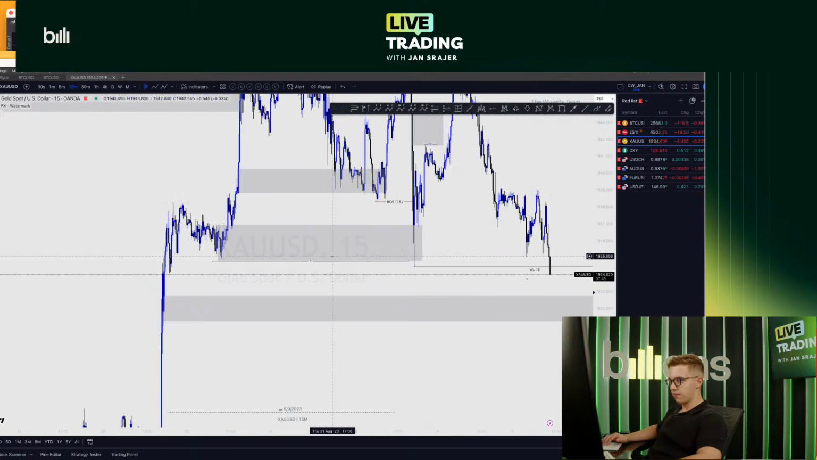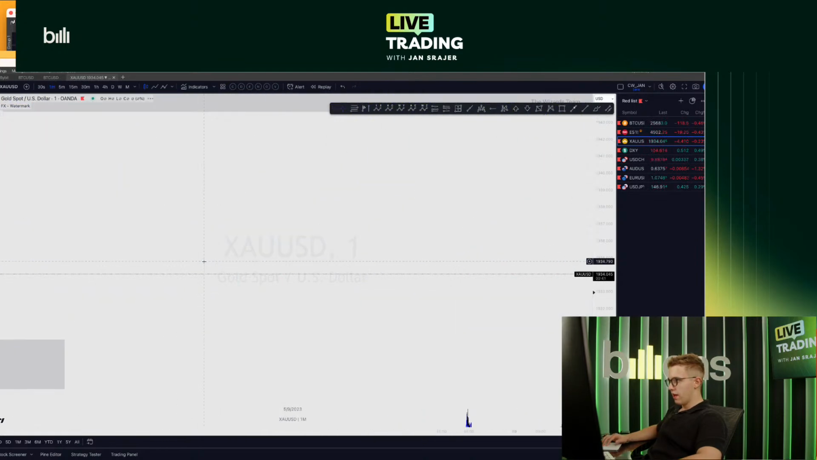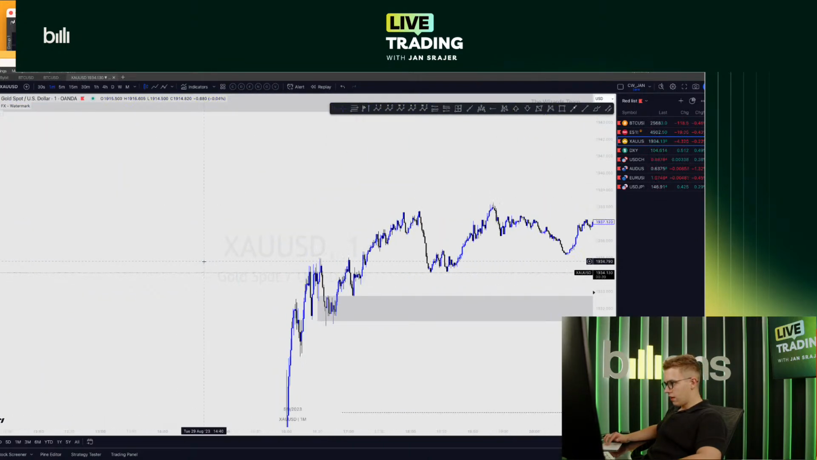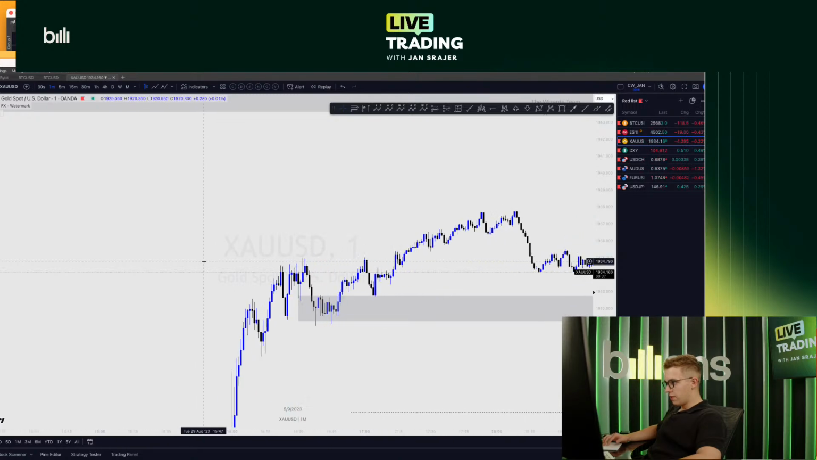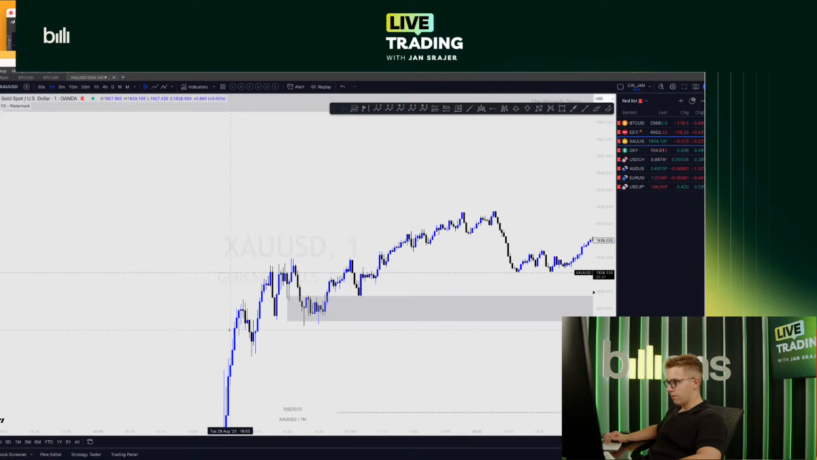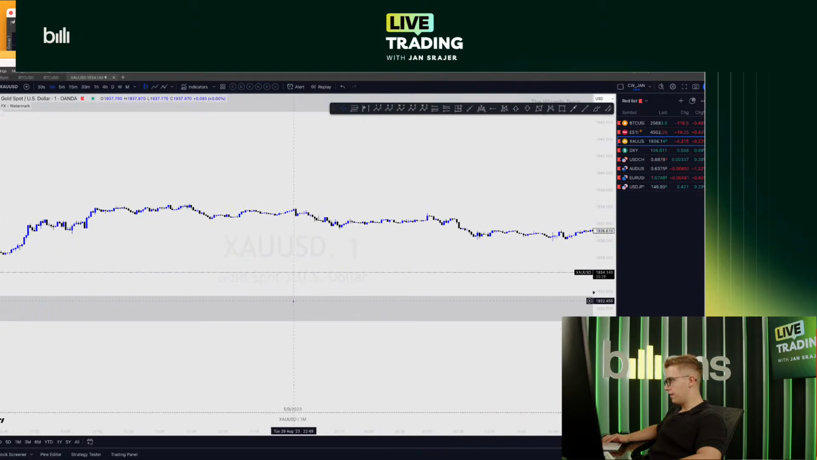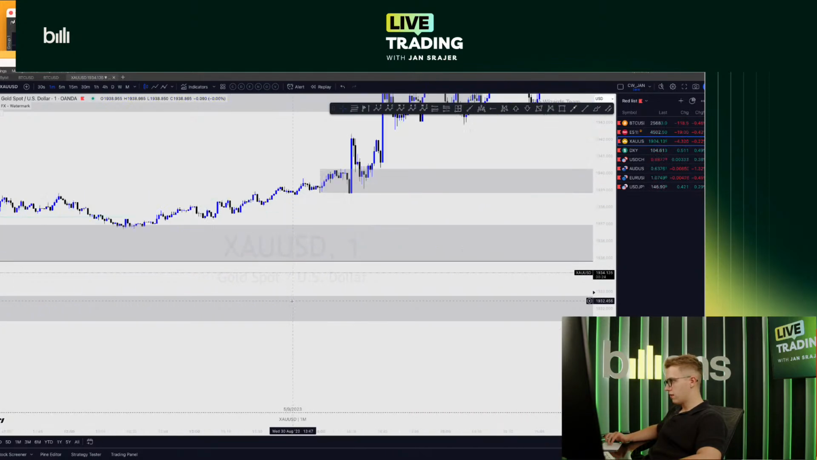1932 level on gold. That's basically the zone that I'm paying attention to at the moment. If I have to be really precise with this, no, I can't really. 1930, but kind of hard to say here. 1932 should be fine.